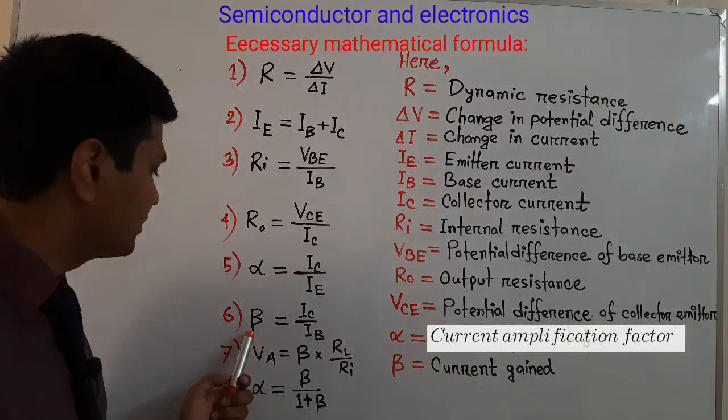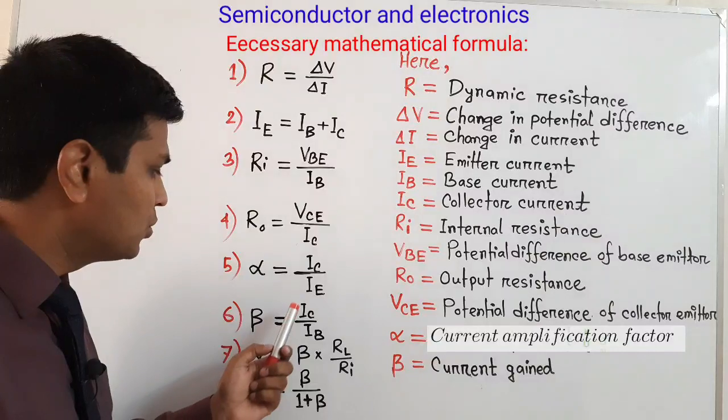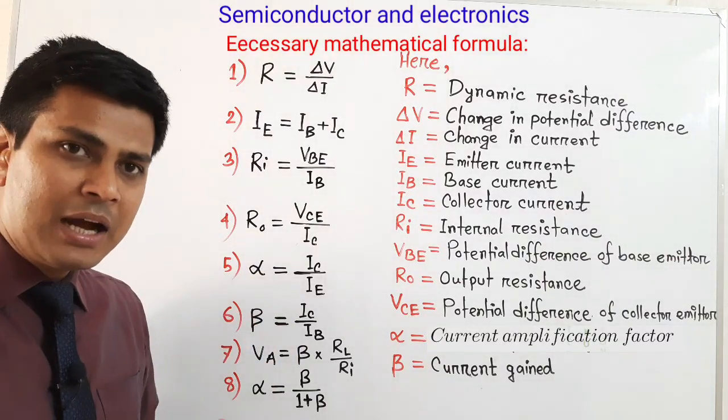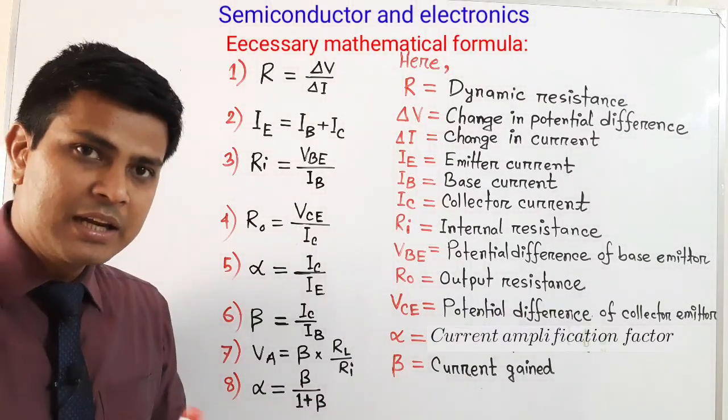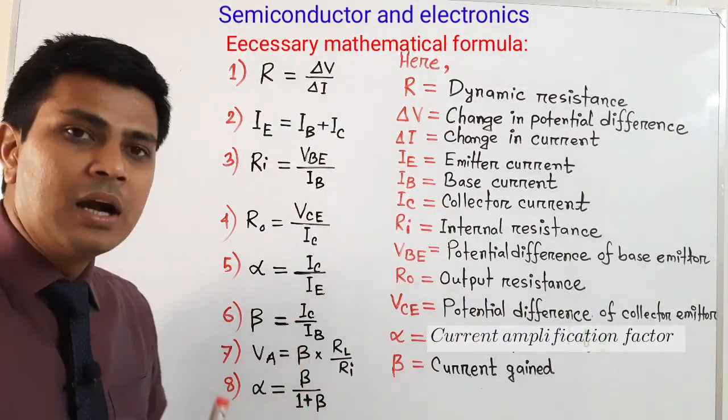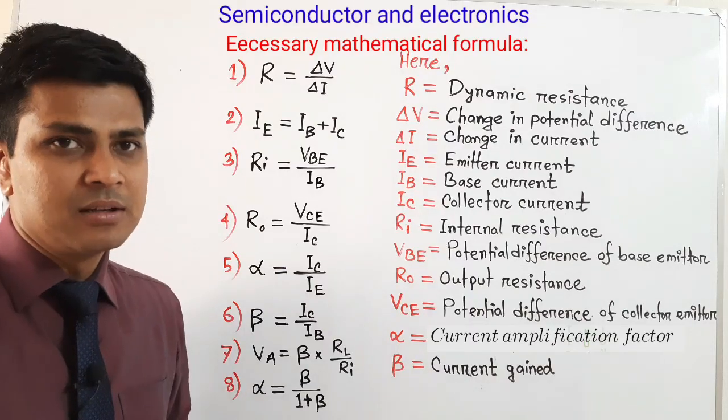Formula number 6 is beta equals IC divided by IB. Beta is the current gain, and the current gain is the ratio of collector current to base current.